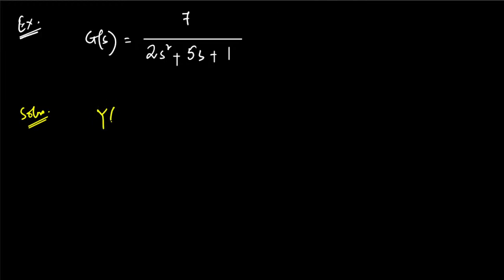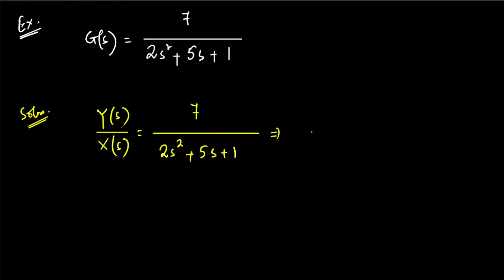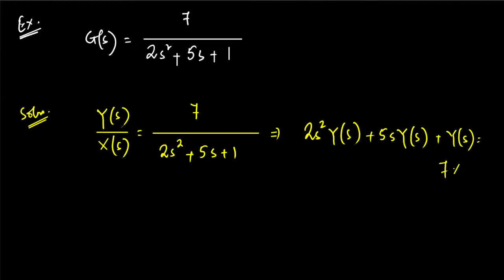Of course, we know that the ratio of the Laplace transform of the output to that of the input is given by this 2s square plus 5s plus 1, and now of course do cross multiplication on this, so that's going to be 2s square Y(s) plus 5s Y(s) plus Y(s), and on the right hand side I have 7 X(s).